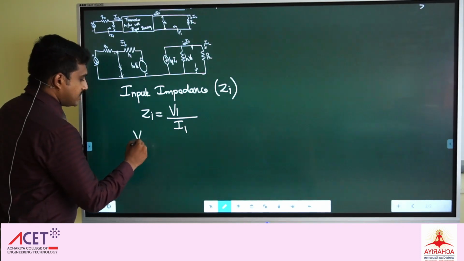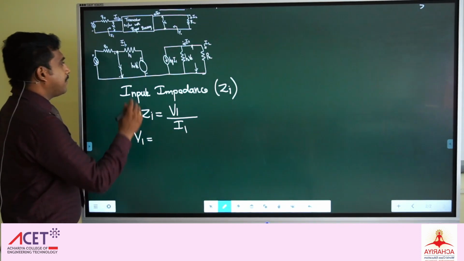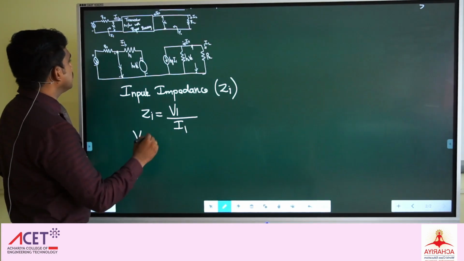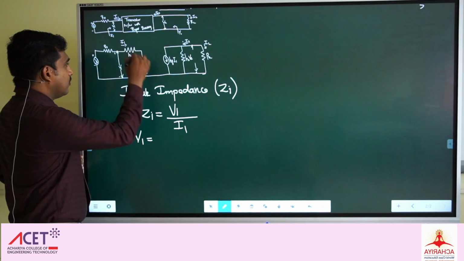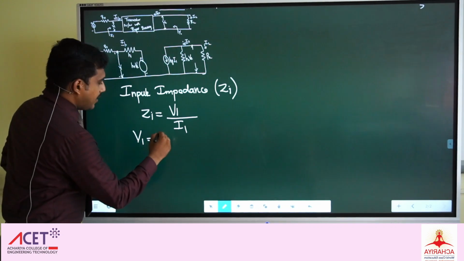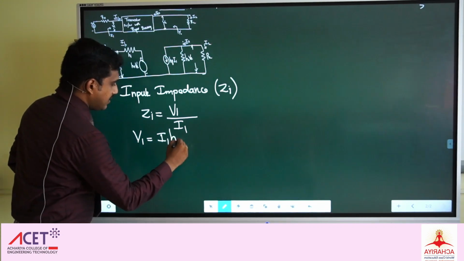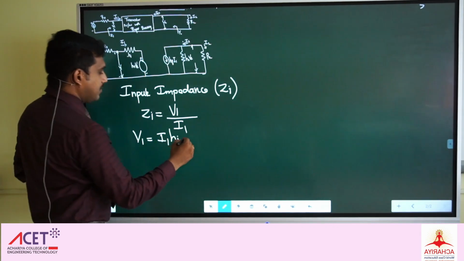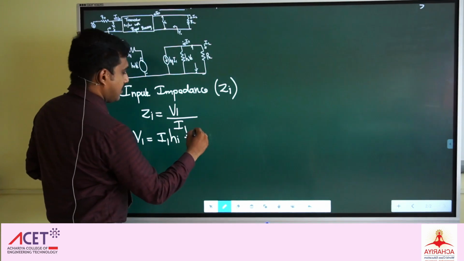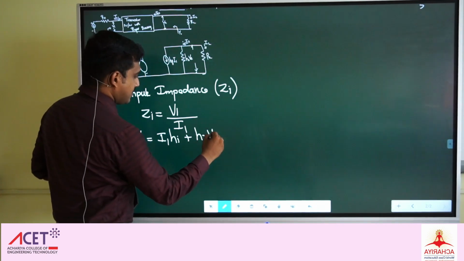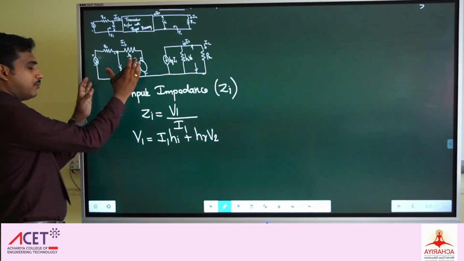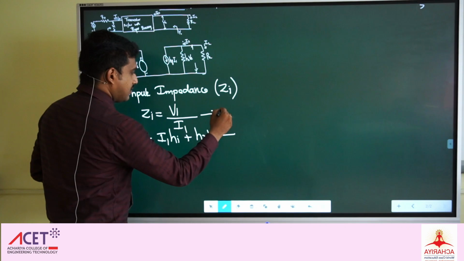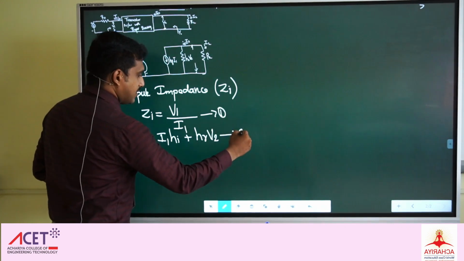What is input voltage? By applying KVL in the input loop, we get one equation. V1 is equal to I1 HI, this is the first part, plus HR V2. By applying KVL in the input loop, we get this equation. This is equation number 1. Consider this as equation number 2.